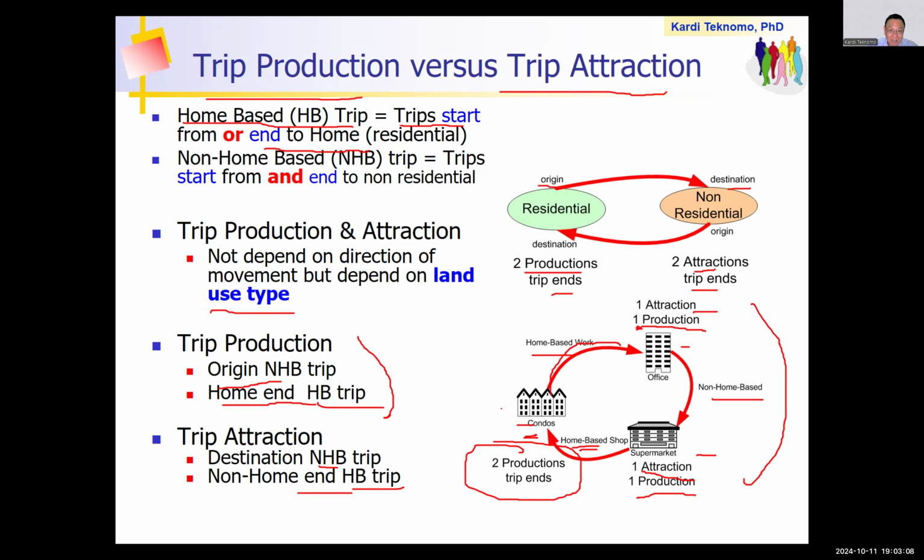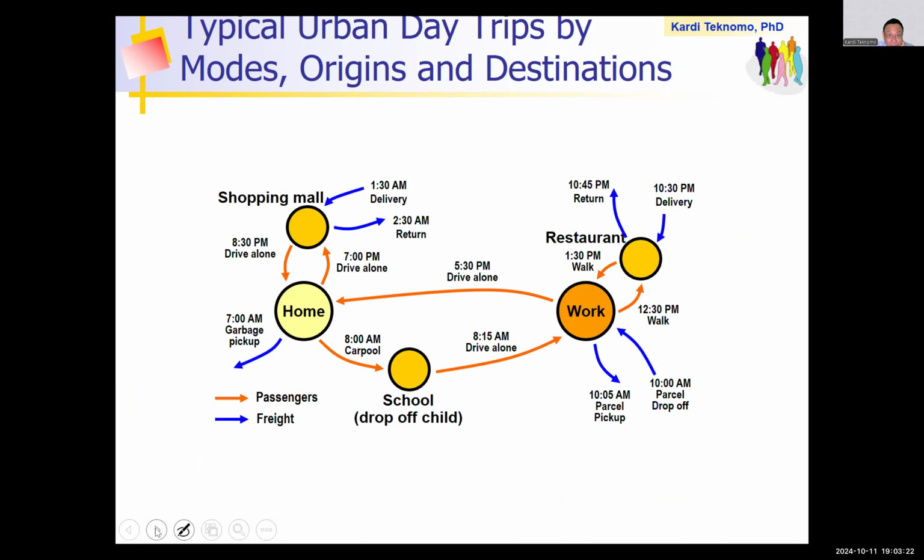Yeah, these are the guide to determine pre-production and pre-attraction. So next, this is the survey that you need to do to get the person trips.